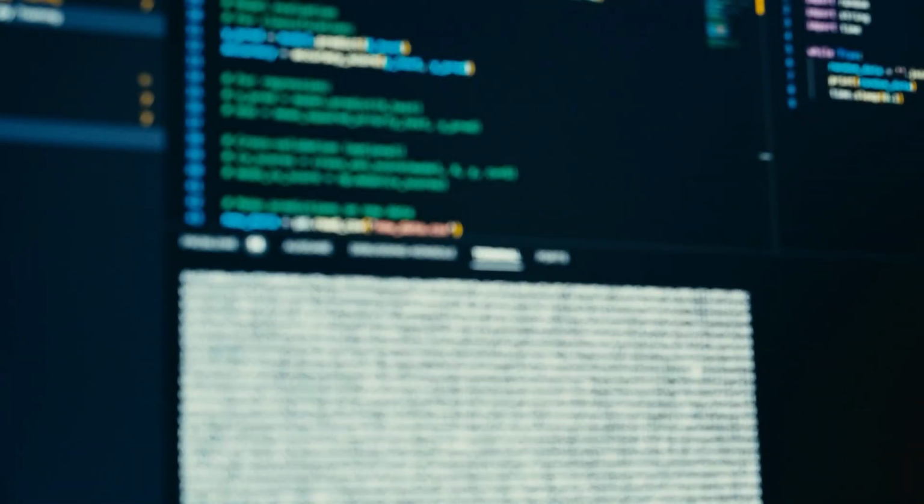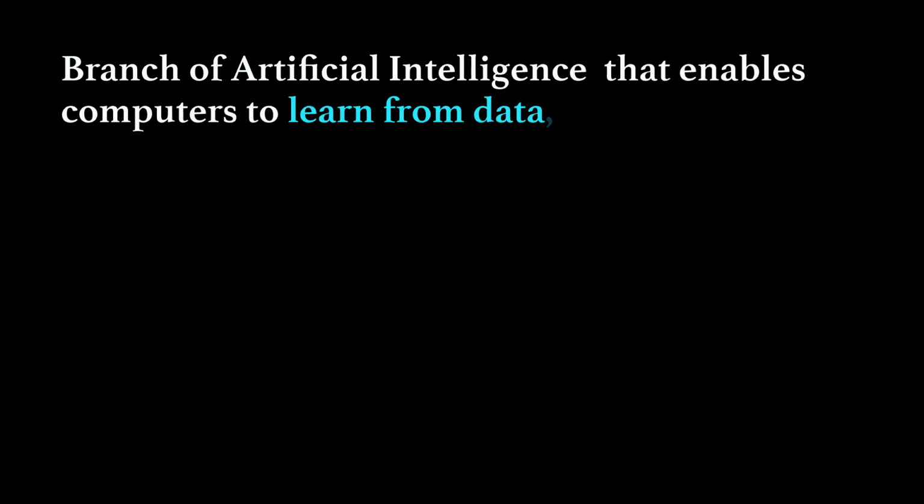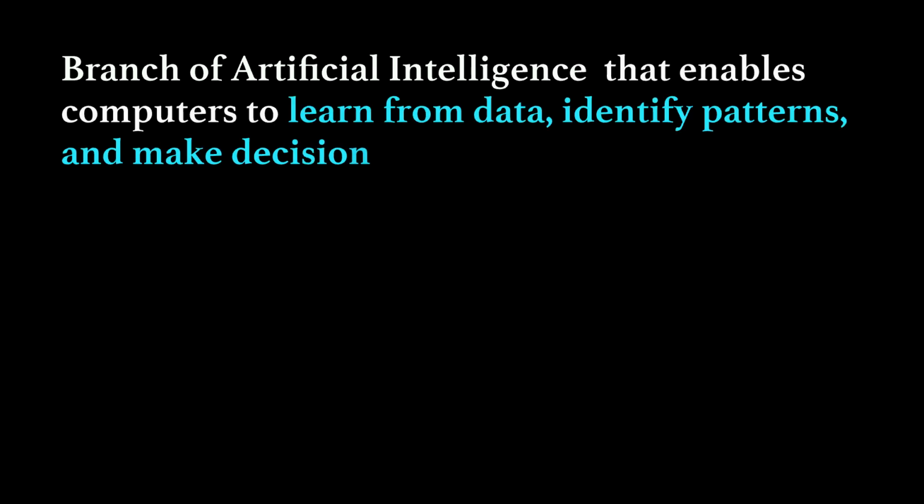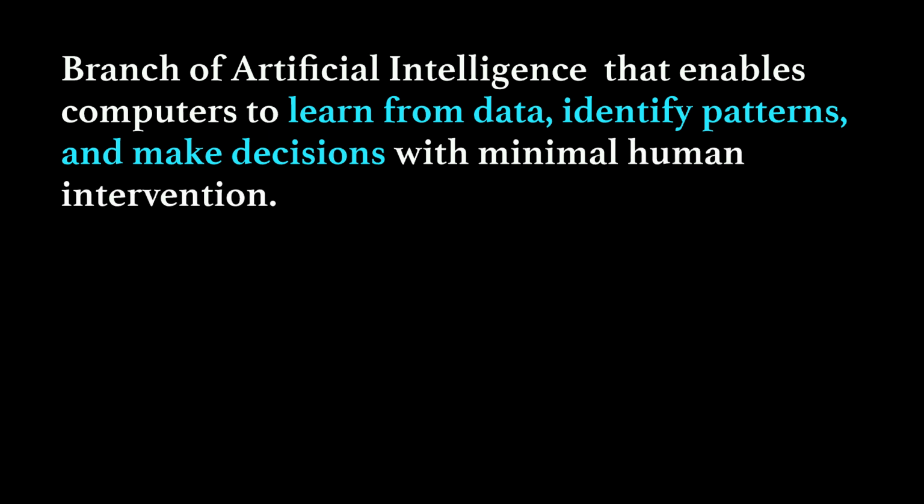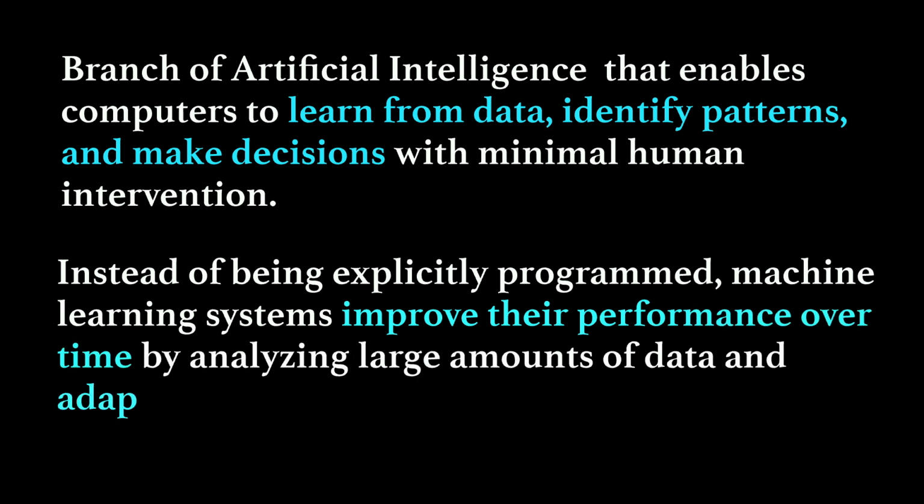So what is machine learning? Machine learning is a branch of artificial intelligence that enables computers to learn from data, identify patterns, and make decisions with minimal human intervention. Instead of being explicitly programmed, machine learning systems improve their performance over time by analyzing large amounts of data and adapting to new information.